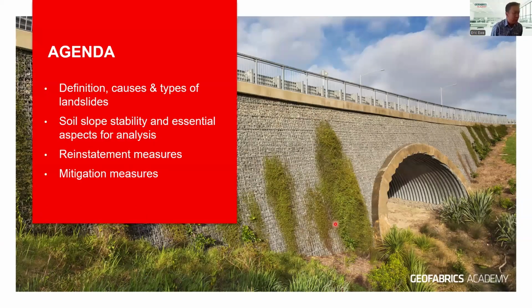Now, it's a big topic, so I tried to break it down into today's agenda under definition, causes, types of landslides, soil slope stability, and essential aspects for analysis, then the reinstatement measures and mitigation measures. Now, given the time limitation of 1 hour, it's impossible for us to cover, as I mentioned, this is a big topic, every single aspect.